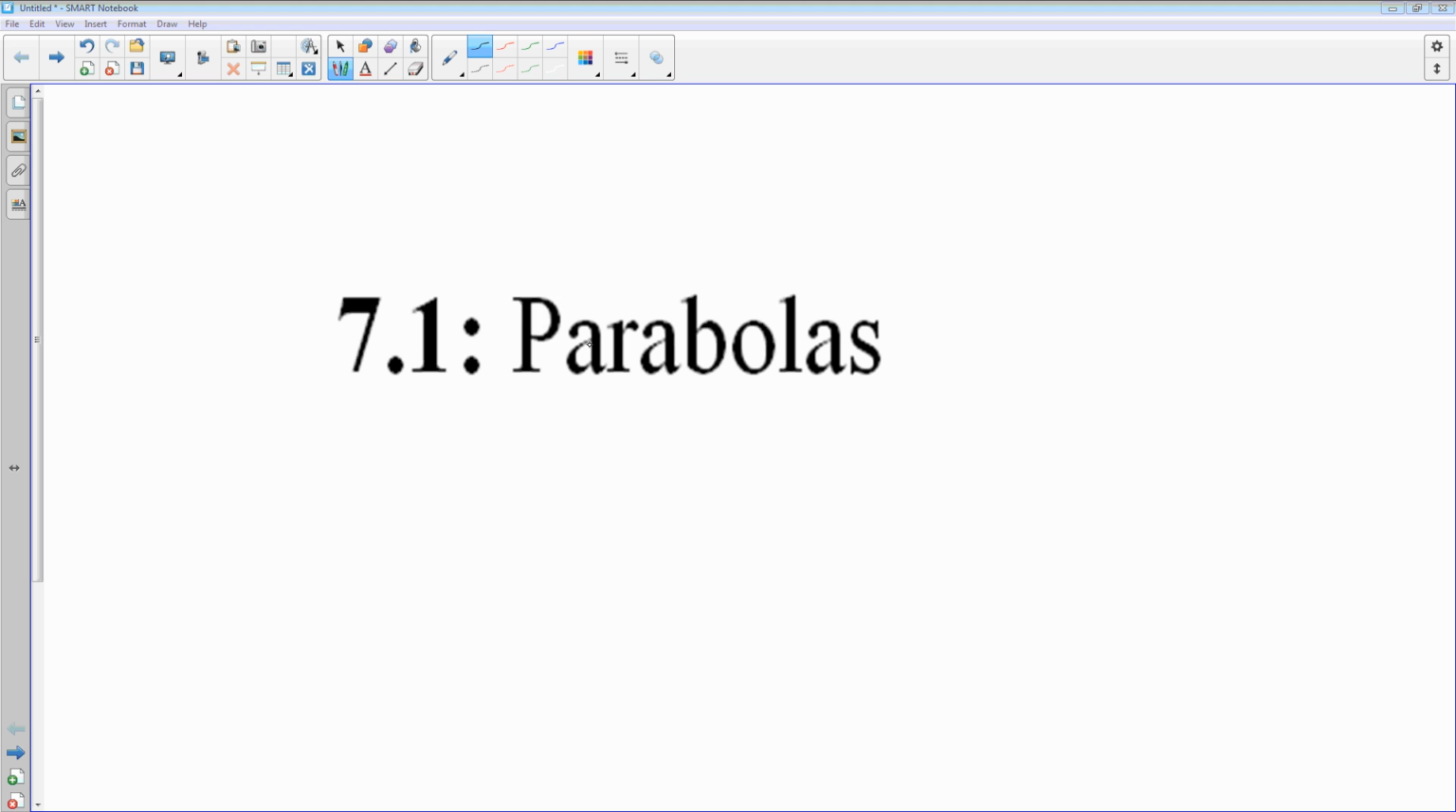All right, moving on with chapter 7 here. This is our chapter on conic sections. We're going to start with parabolas, which I believe are the most difficult of the four conic sections we are going to be dealing with. The other three are circles, ellipses, and hyperbolas. And I believe parabolas are the most difficult.